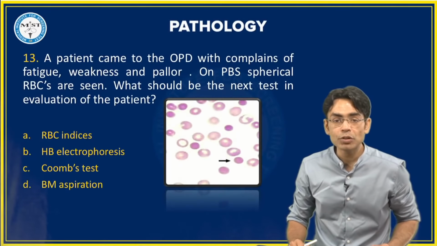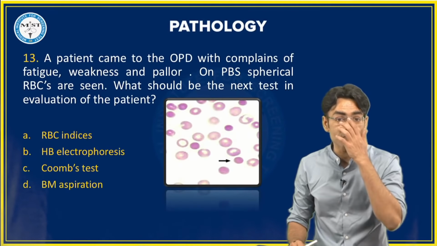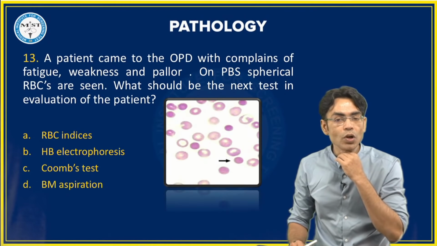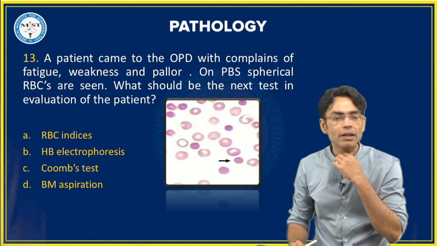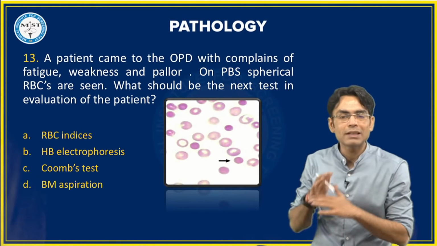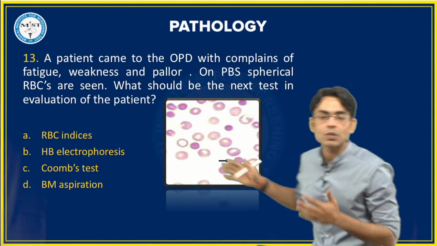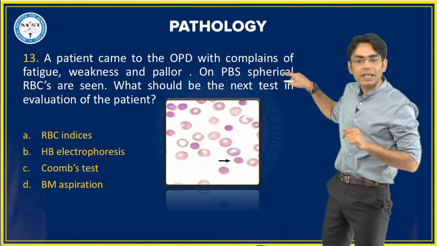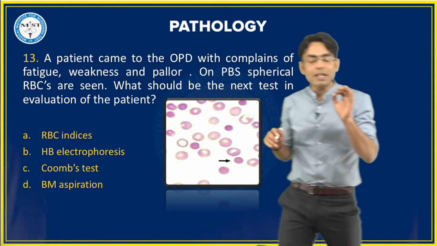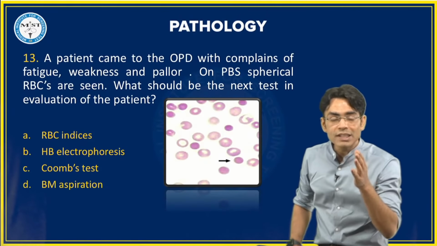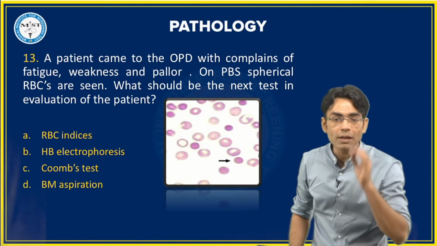A patient came to the OPD with complaints of fatigue, weakness, and pallor. On peripheral blood examination, spherical RBCs are seen. What should be the next step in the evaluation of the patient? Now, they've given you this image, but it doesn't have any relevance. Why? Because in the question they have mentioned that you are getting a spherical RBC. As soon as you see a spherical RBC, what disease should come to your mind?